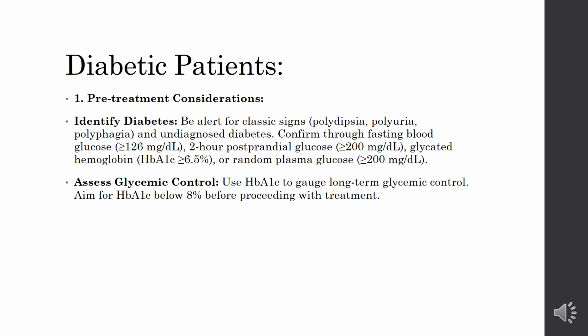Confirm through fasting blood glucose if it is more than or equal to 126 milligrams per deciliter, 2-hour postprandial glucose if it is more than or equal to 200 milligrams per deciliter, then glycated hemoglobin test if HbA1c is more than or equal to 6.5%, or random plasma glucose if it is more than or equal to 200 milligrams per deciliter. Then assess the glycemic control. Use HbA1c to gauge long-term glycemic control. Aim for glycated hemoglobin below 8% before proceeding with the treatment.